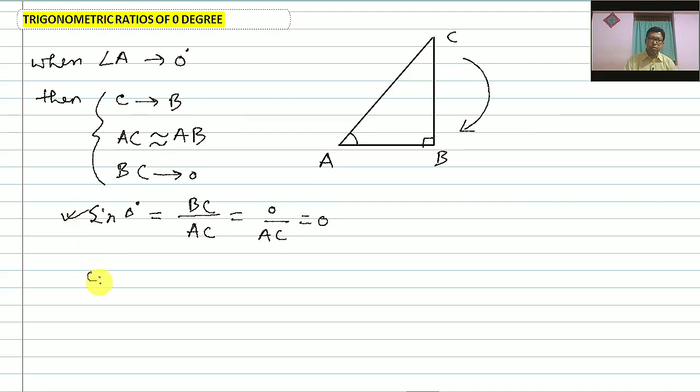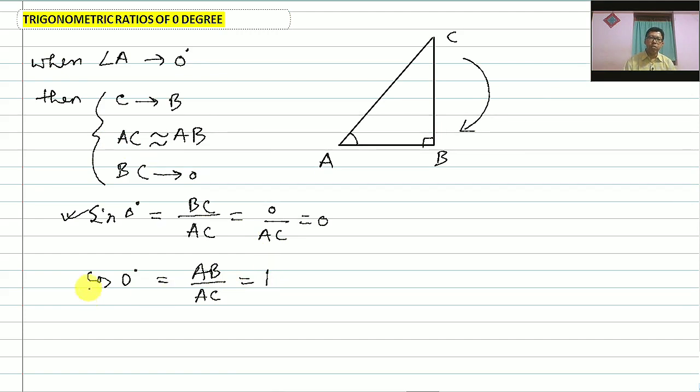Next, cos of 0 degree. You know, cos theta is equal to base divided by hypotenuse. Here base is AB, so write AB upon hypotenuse. Hypotenuse is here AC. What is AB? AB and AC both are equal when angle A is tending to 0. And if angle A is exactly 0, then obviously AB is equal to AC. In this case, you can cancel AB and AC, you are getting 1.